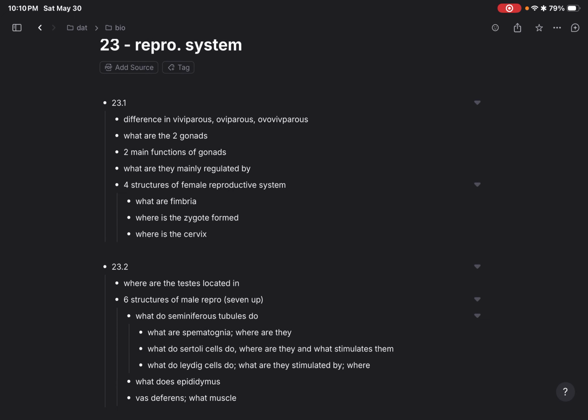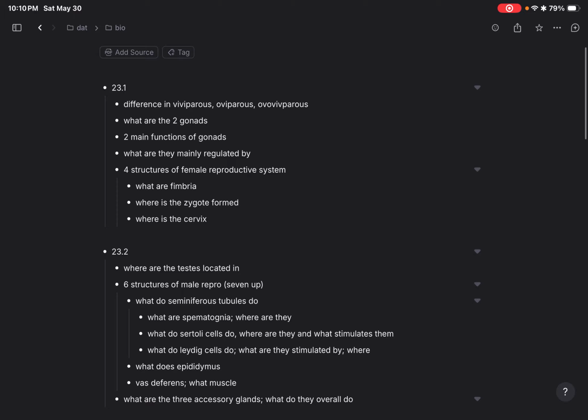So viviparous, oviparous, and ovoviviparous. Viviparous means that they give birth to live young who are fully functional. Oviparous means that you lay eggs. Ovoviviparous means that you make eggs, but the things are born inside of you. Oviparous and ovoviviparous use yolks to supplement the nutrients, while viviparous uses the placenta.